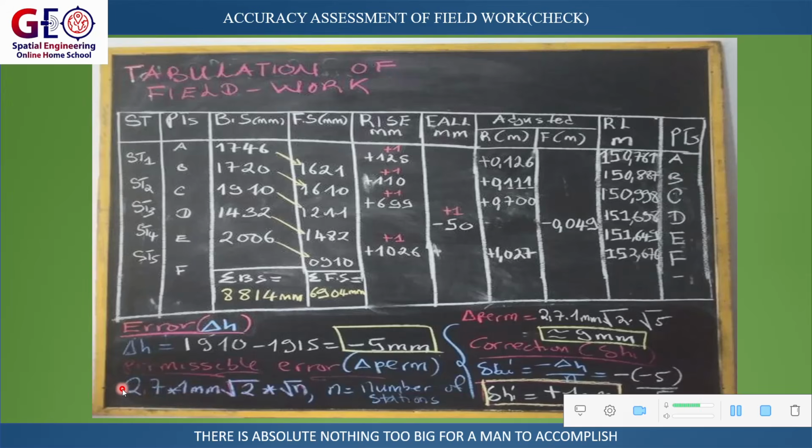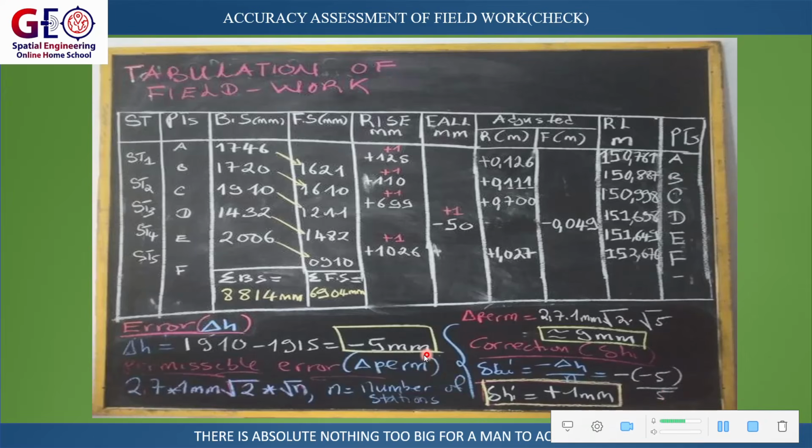So the formula is plus or minus 2.7 multiplied by 1 millimeter multiplied by the square root of 2 multiplied by the square root of n, where n here is the only variable and n stands for the number of stations. So we are going to have delta perm, which will be plus or minus 2.7 multiplied by the square root of 2 multiplied by the square root of 5, because we have 5 stations. So it's going to give us approximately plus or minus 9 millimeter.